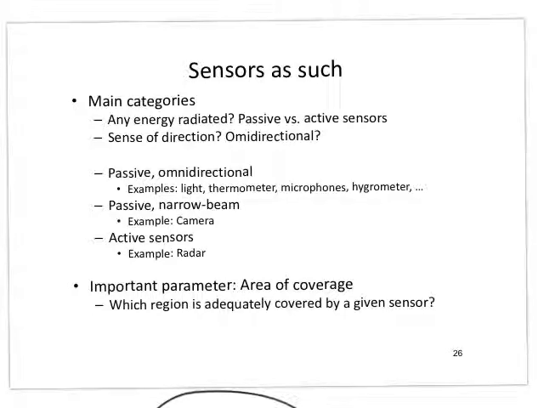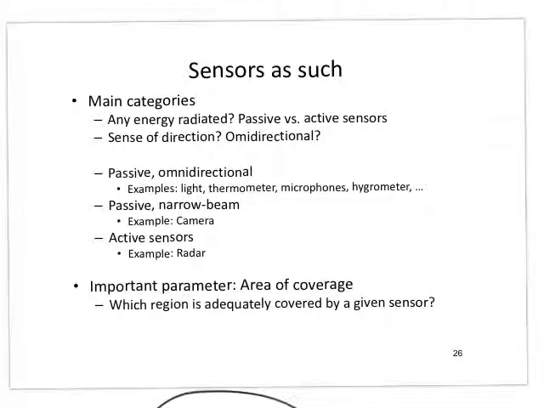Versus omnidirectional, like any type of pressure sensor or temperature sensor. It doesn't matter what the direction or the orientation of the sensor is, right? So you can measure the temperature in the region, but it doesn't matter whether you are in this direction or this direction or that direction, right? Yes. So this is another way of categorizing the sensors.